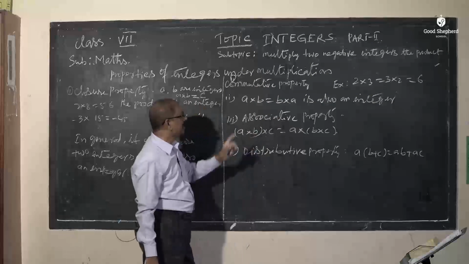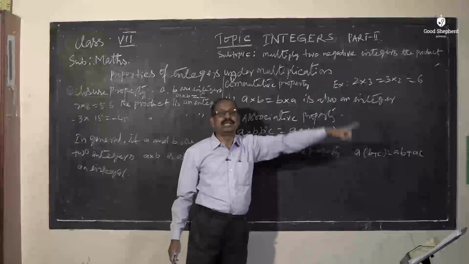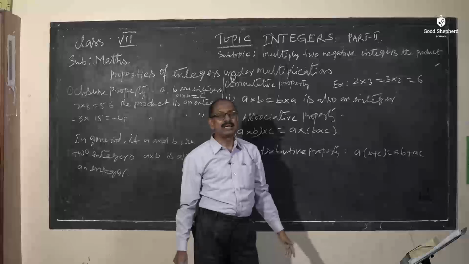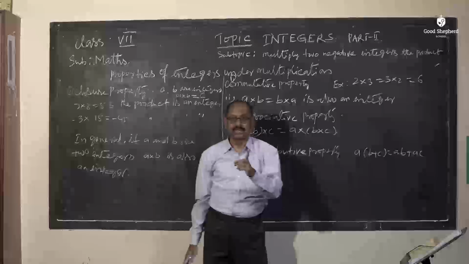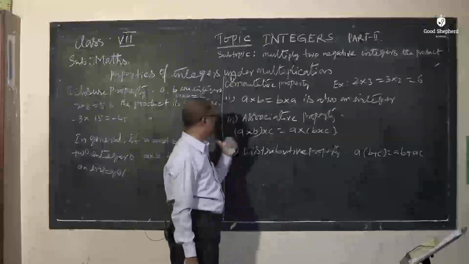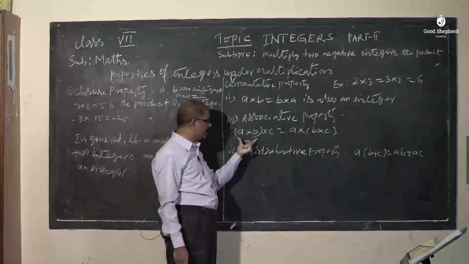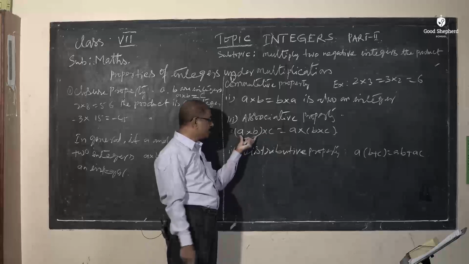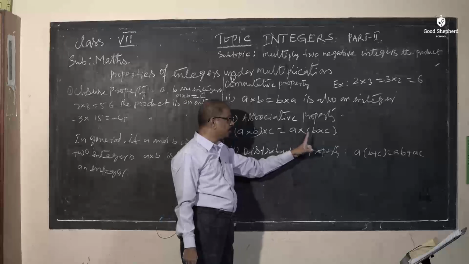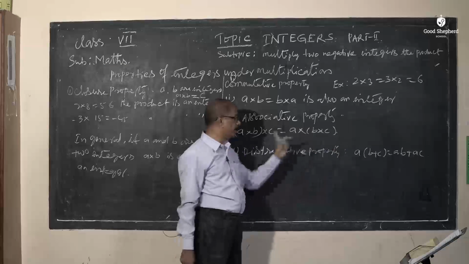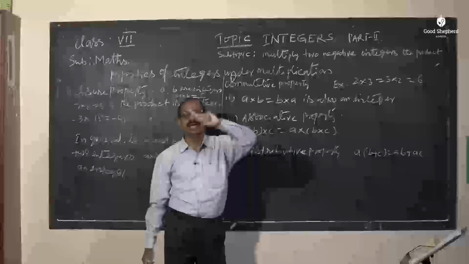The third one is the associative property. We learned the associative property under addition, that a plus (b plus c) is equal to (a plus b) plus c. Now we are going to learn the associative property under multiplication: a cross (b cross c), that means a into (b into c), is equal to (a into b) into c, taking the grouping differently. Both results will always be equal. The product will also be an integer.